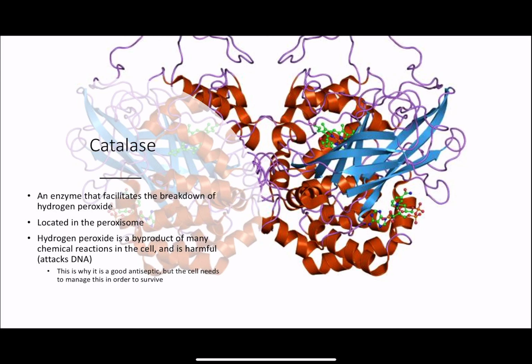This is also why hydrogen peroxide is a good antiseptic, which you might know just from having this in your first aid kit. It's just the bubbly stuff that you pour on a cut. And this is why it's a good antiseptic, because it will kill cells this way. But we need to manage this in a cell in order to survive. Otherwise, the cell is just going to get trashed and die.